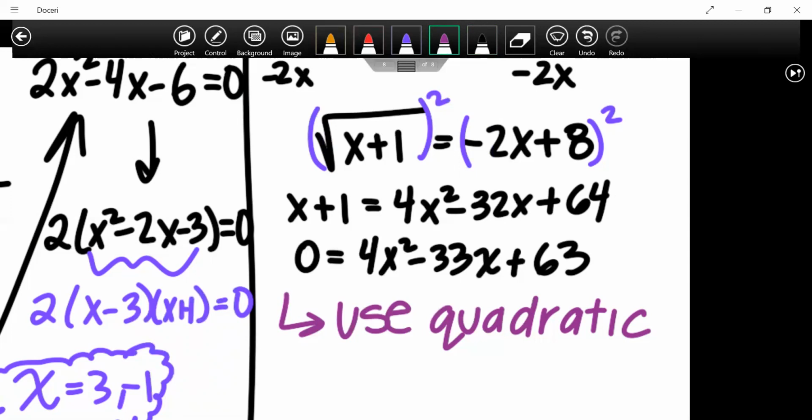Even if we had to pull out a GCF, right? If they had a GCF, we'd be able to pull that out. But 4 and 33 are both even and odd. We can't pull anything out from this. 33 is not prime, but still not a good number. 31's prime. Okay. So use quadratic. I'm just going to leave it there. Should be good. Okay. Here we go.